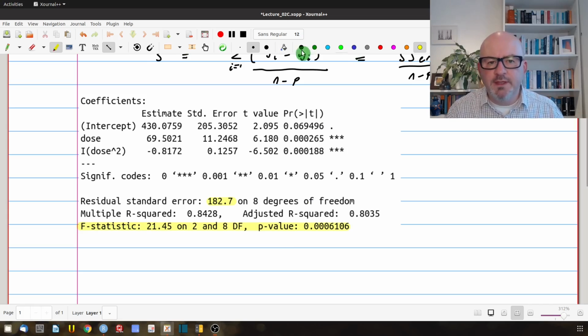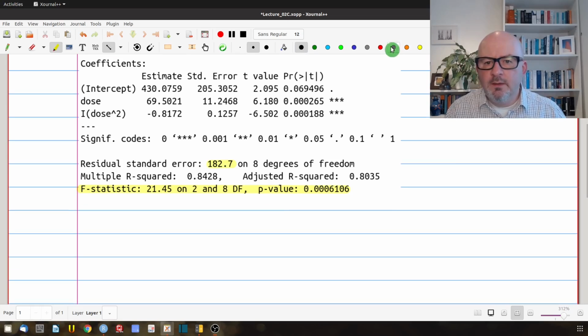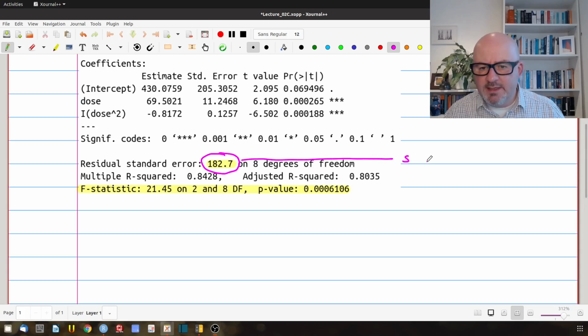Okay, why do I want these? Well, let me just annotate these. The residual standard error presented here is S, or if you like, the square root of S squared. So that's 182.7. If I square that, I get S squared. Okay, that's the first thing. It's called a residual standard error, or S. It's the square root of S squared.